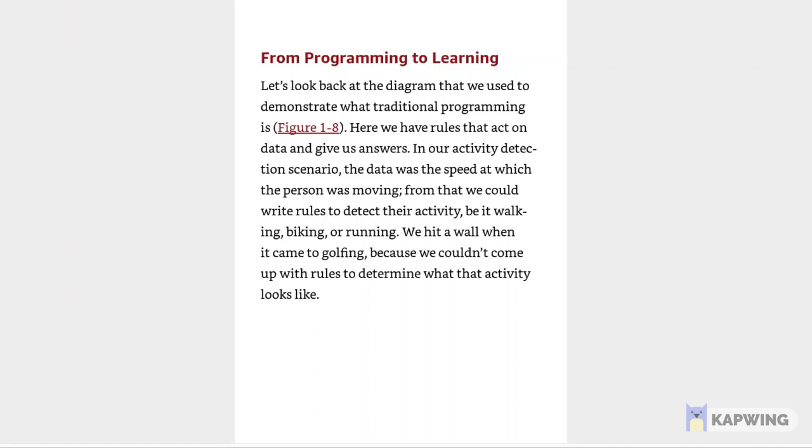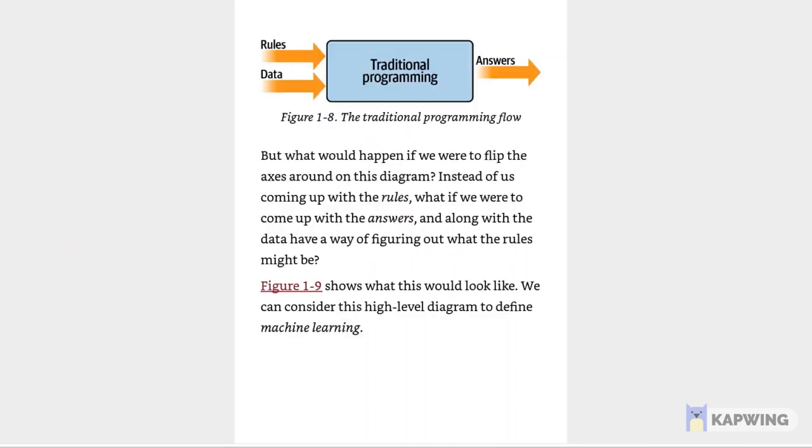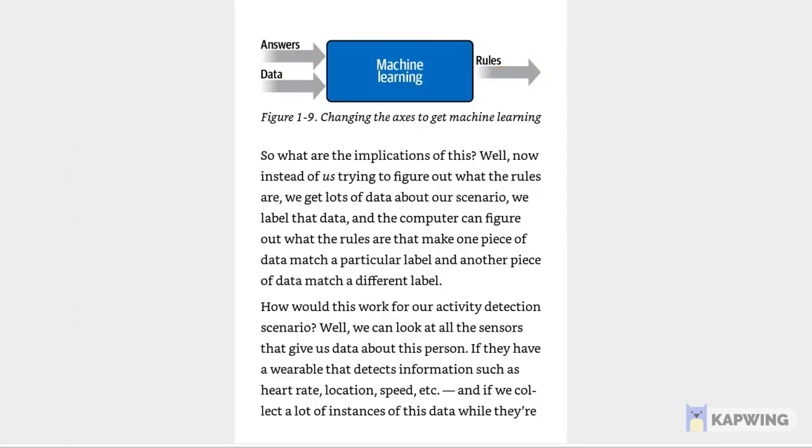But in machine learning, we take a whole different approach. Here, what we do is that we flip this diagram all around. Instead of us coming up with the rules, we come up with answers, and along with data we give it to the machine, and the machine will figure out the rules itself. Let's see what this would look like. If we see the next figure, we give the answers and the data to the machine, and it will produce the rules itself.